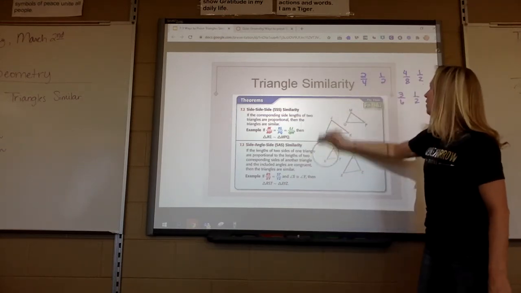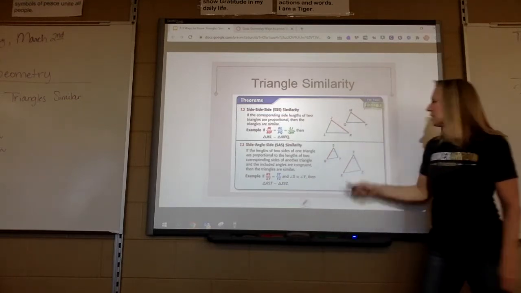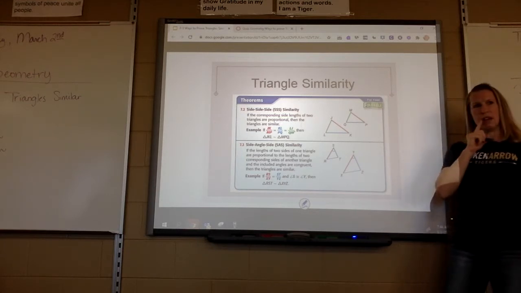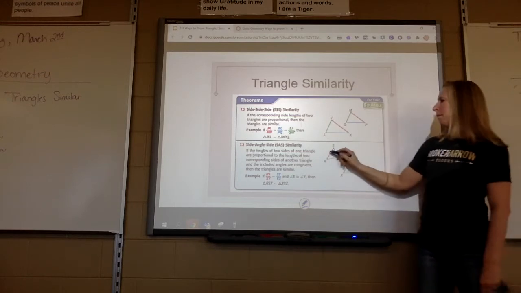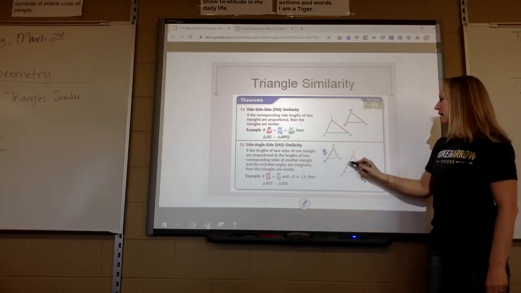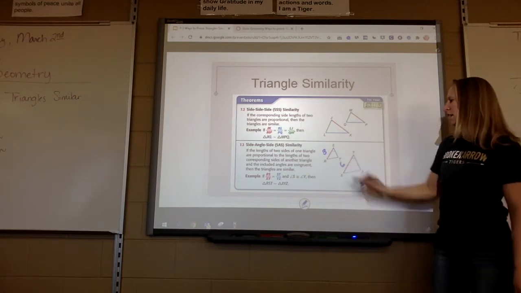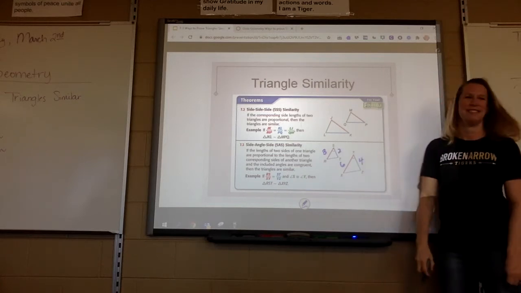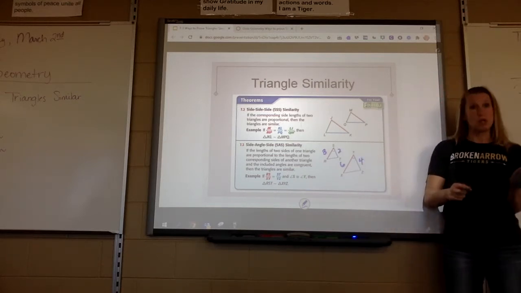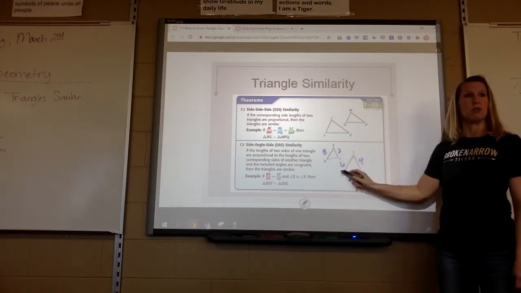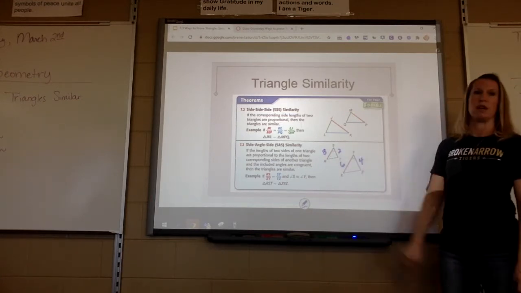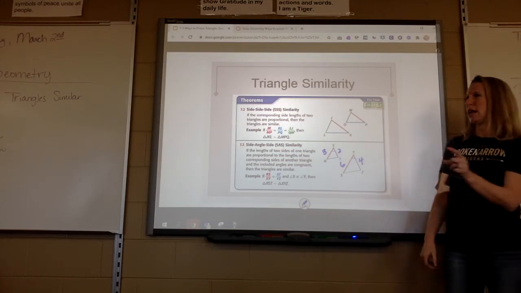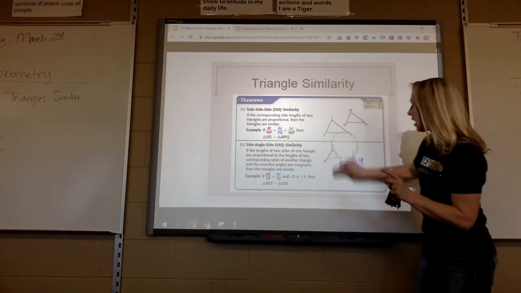Then the last one we have is side angle side similarity. Let's see if I can think of something. I keep doing the 1/2 thing. Oh well, it's fine. So with side angle side, the sides would be proportional again. 3 over 6 would reduce to 1/2. 2 over 4 would reduce to 1/2. Does that make sense? So we only have three ways: angle angle, side angle side, and side side side similarity. The sides would be proportional.